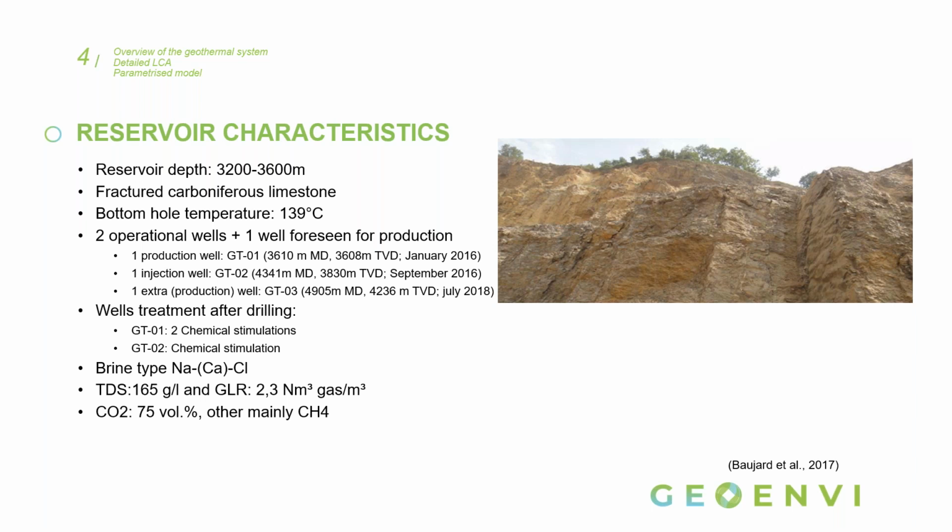The brine at Balmat is of sodium calcium chloride type. The salinity is very high, 165 grams per liter. And we have also a quite high gas-liquid ratio. For every cubic meter of brine that is produced, 2.3 normal cubic meter of gas are co-produced. The gas consists mainly of CO2, more than 75 volume percent, and we also have methane.